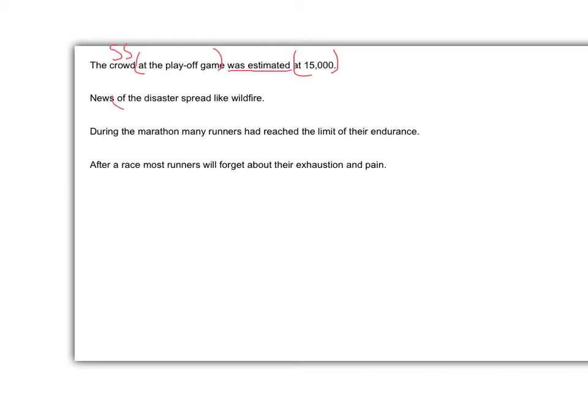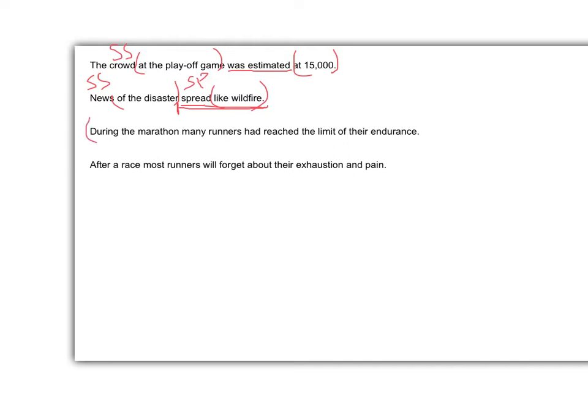News of the disaster spread like wildfire. When I take out those prepositional phrases, then I'm really just left with news and spread. And that makes it a lot easier for me to say, oh yeah, so this is a simple subject, and here's my simple predicate over here. Remember that if I'm looking for the complete predicate, I would just include all the information from the verb to the end.